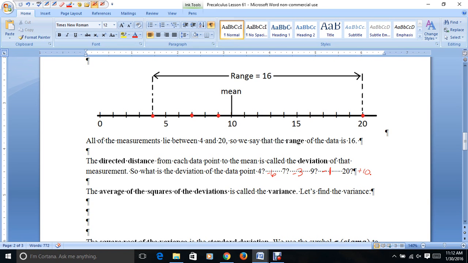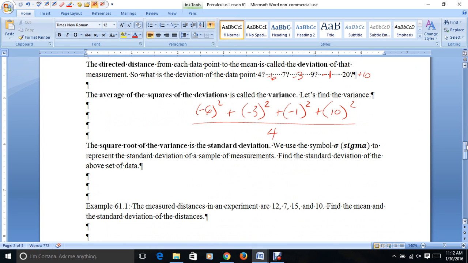The average of the squares of the deviations is called the variance. So for the variance, you take the average of the squares of the deviations. That's kind of a mouthful, but it doesn't really matter if they're positive or negative at this point because you're squaring all of them. And you just add them up and divide by how many there are, and that is your variance. And then the square root of the variance is what is called the standard deviation, which we use the letter sigma to represent.